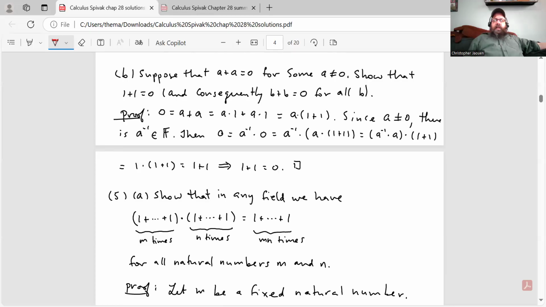Since A is not 0, there is A inverse in F such that 0 is equal to A inverse times 0, which is equal to A inverse times A times (1 plus 1), which by the associativity law is equal to (A inverse times A) times (1 plus 1), or in other words, 1 times (1 plus 1), which is equal to 1 plus 1, which shows that 1 plus 1 equals 0.